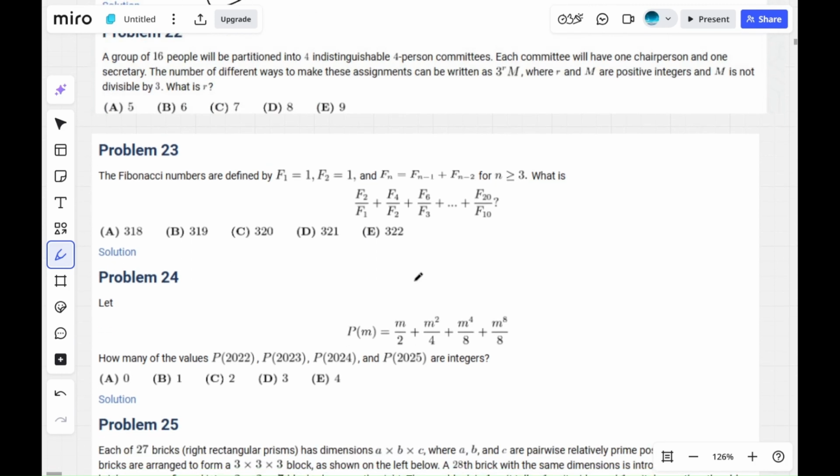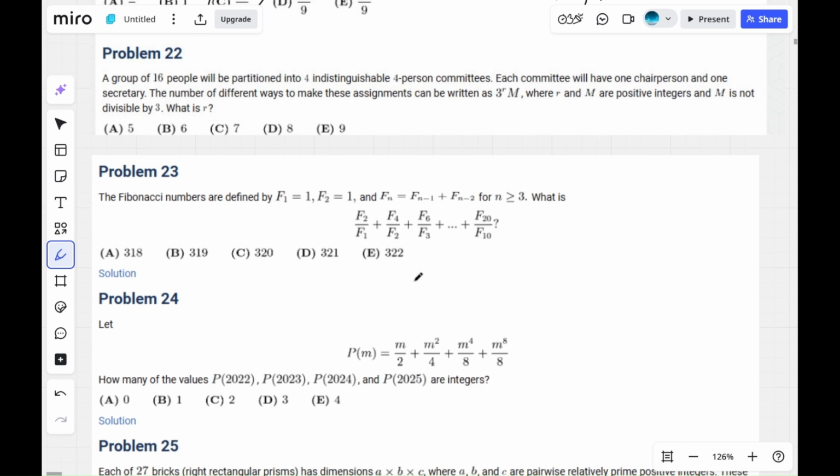Okay. Question 22. A group of 16 people will be partitioned into 4 indistinguishable 4-person committees. Each committee will have 1 chairperson and 1 secretary. The number of different ways to make these assignments can be written as this. What is r? So we have 4 4-person committees.